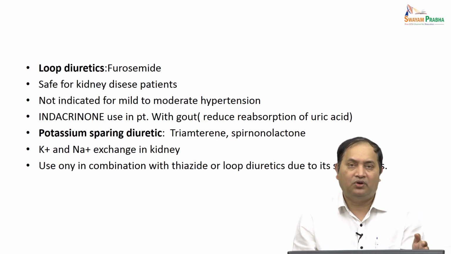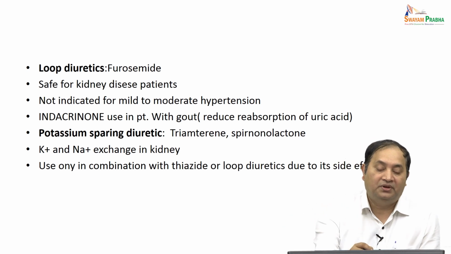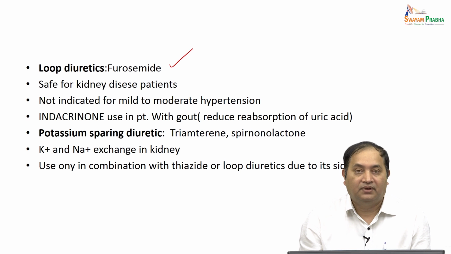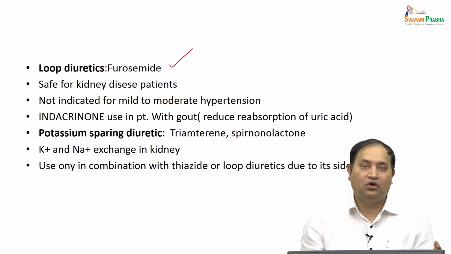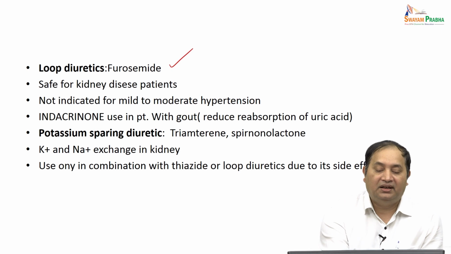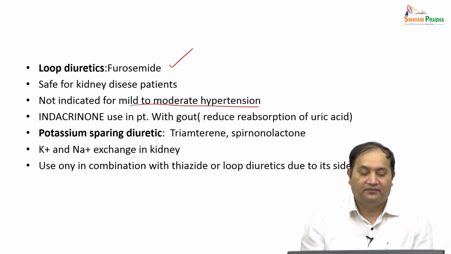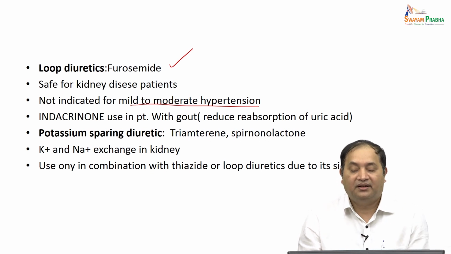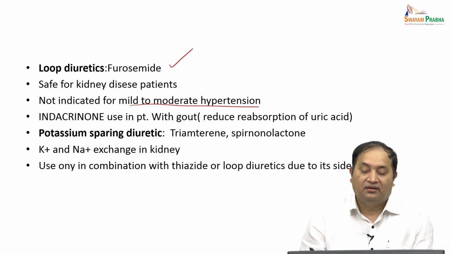Now, another example of diuretics, very commonly used, is loop diuretics, furosemide. This drug is safe compared to thiazide. Thiazide you do not prefer in kidney disease. Furosemide is safe in kidney disease patients, but it is not indicated in mild to moderate hypertension. Now, one example, the patient with gout, where it reduces the reabsorption of uric acid.